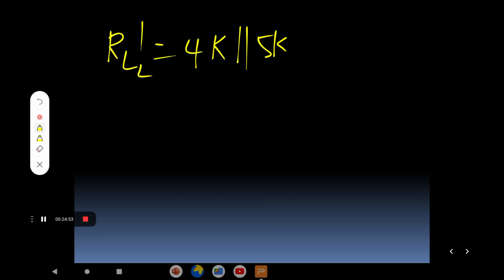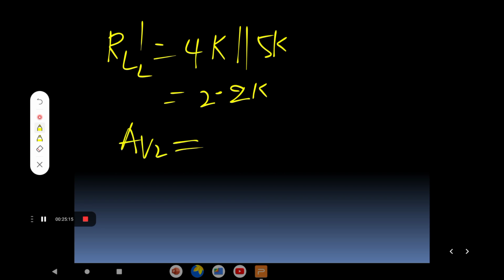Now we need to find out the different values, right? So RL2 dash is equal to, you will get around 2.2K. Suppose if I calculate this one, 2.2K. This is the value for this one. Now we have to find out the voltage gain, right? So AV2 is equal to, there is a formula there.